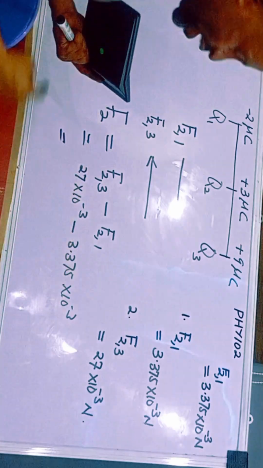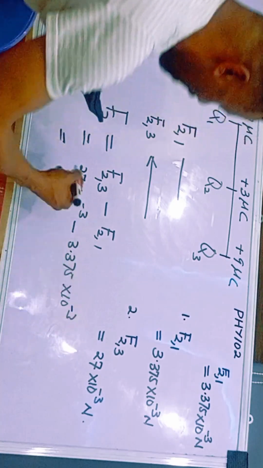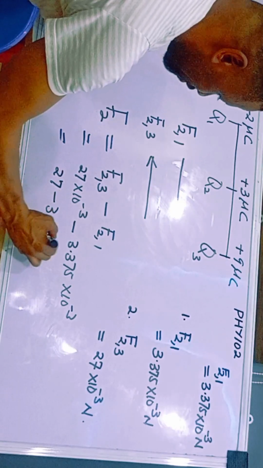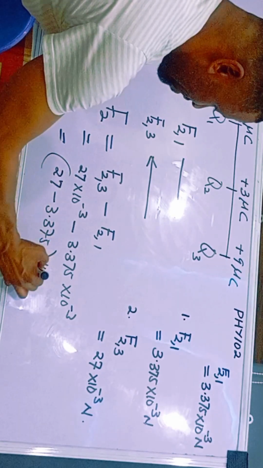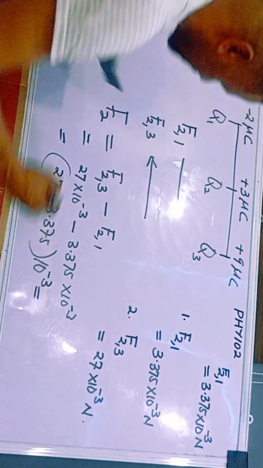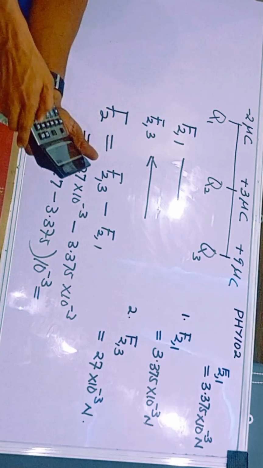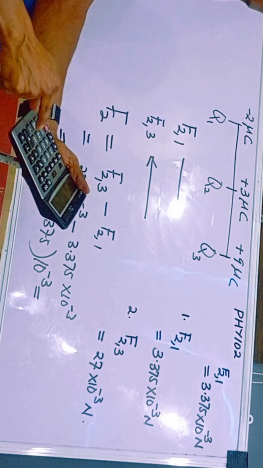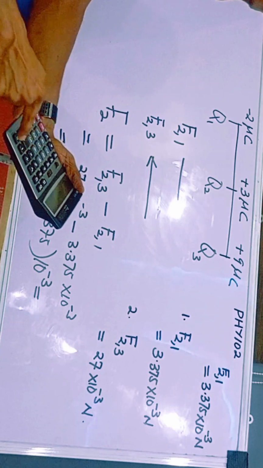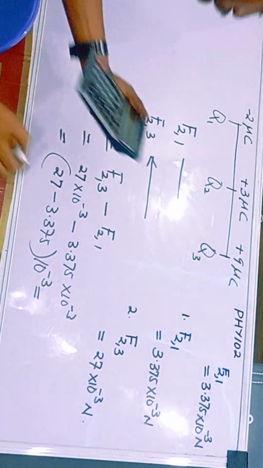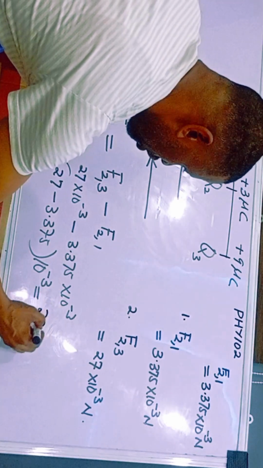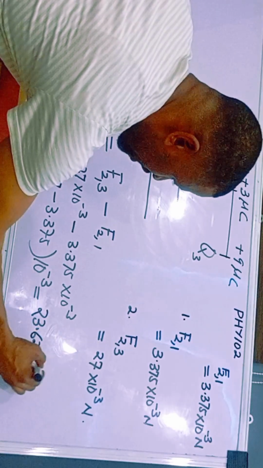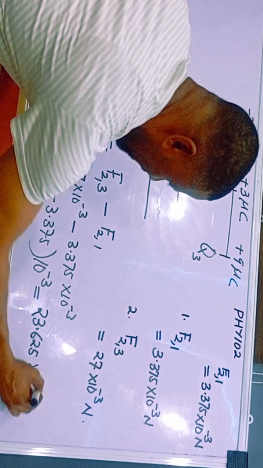Check it out. There is something common. 10 raised to power minus 3 is common. So I can factorize. That will be 27 minus 3.375, all in bracket, times 10 raised to the power of minus 3. Let's subtract. 27 minus 3.375. The result is 23.625, then times 10 raised to the power minus 3.